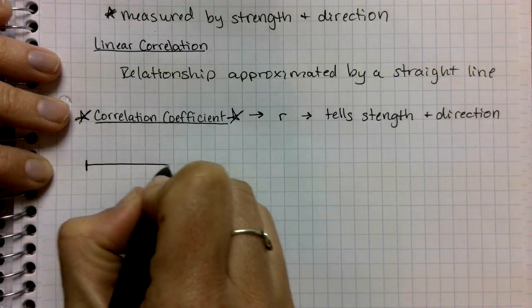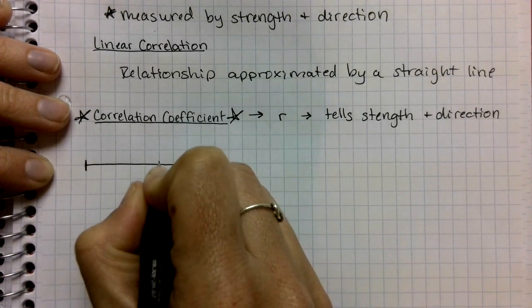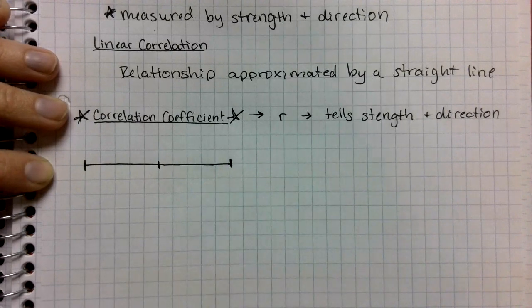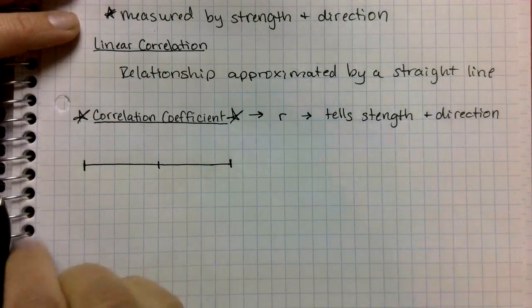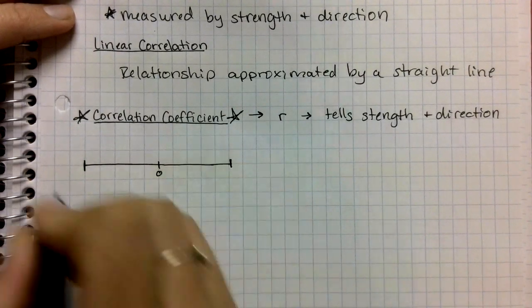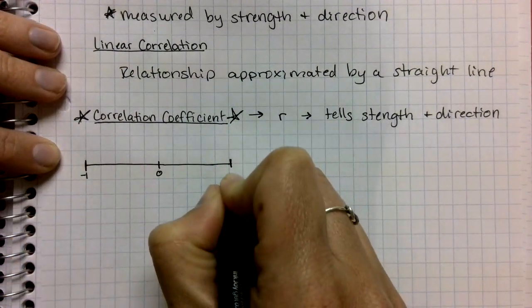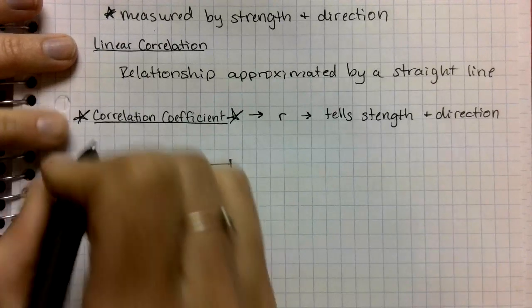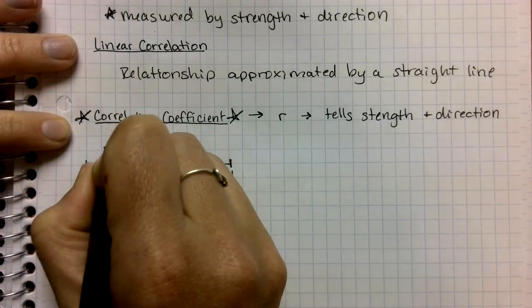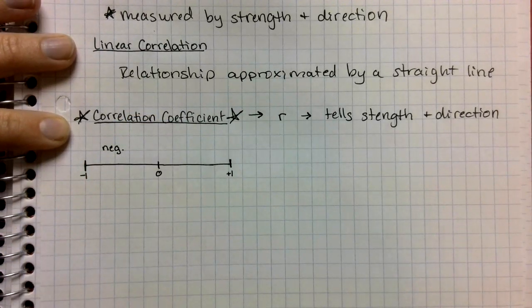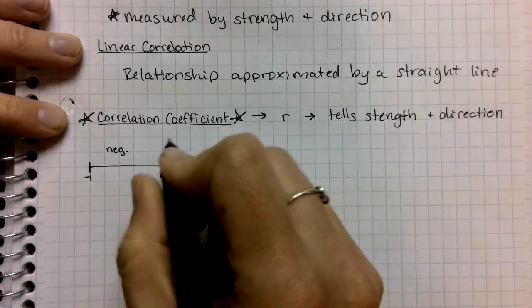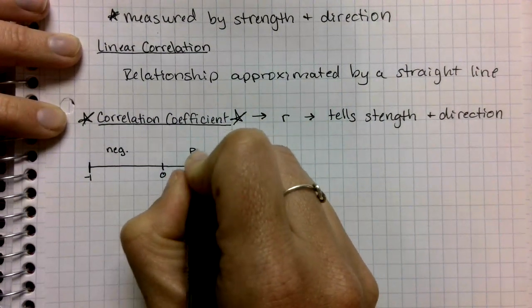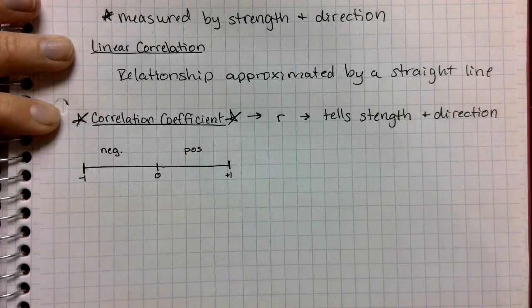So I'm going to draw this picture to explain what this R value means for us. I've got this little scale here, 0 in the middle, -1 to +1. So R can only be between -1 and +1. On your left side, between 0 and -1, these are your negative directions. 0 to +1, these are going to be your positive directions.